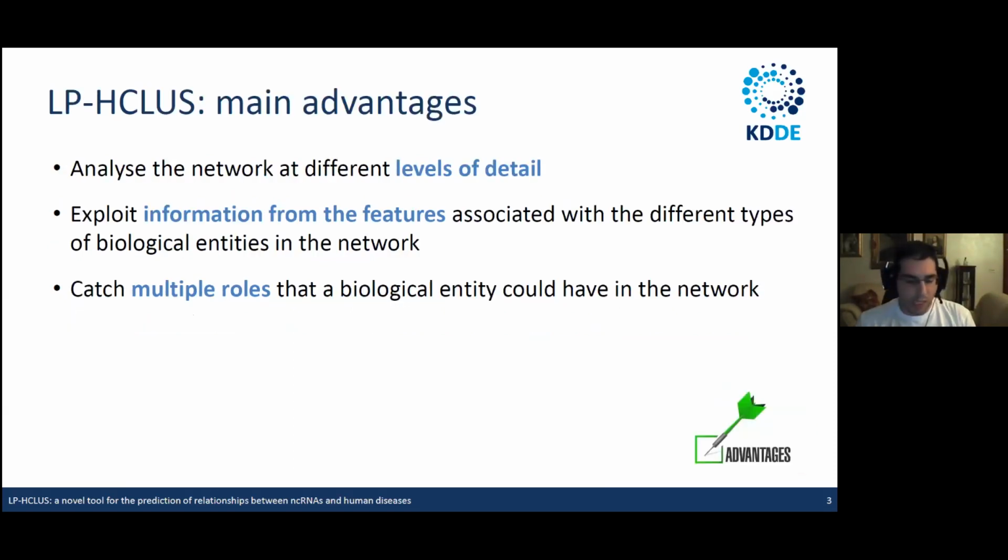So we propose LP-HCLUS, that can analyze the network with different levels of detail, and can exploit information combined with the features associated with the nodes, that are the biological entities in the network. And it is also able to catch the multiple roles that a biological entity could play in the network.